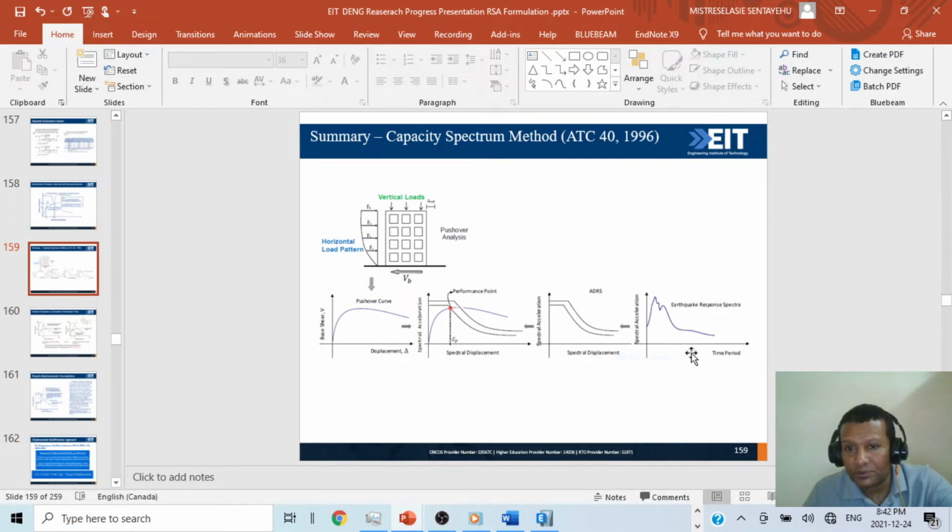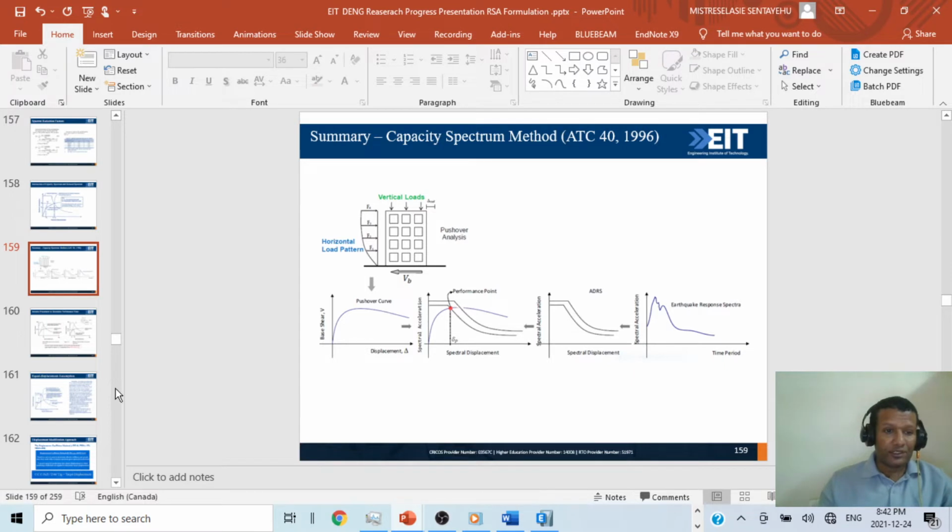This is our response spectrum, and we change it into ADRS, spectral acceleration and spectral displacement. So we reduce it. Once we reduce it, we overlay it with the capacity, then demand, then this is the performance point. And once we get this point, we go to our structure, and at that point of pushover, this target displacement, we will get the displacement.